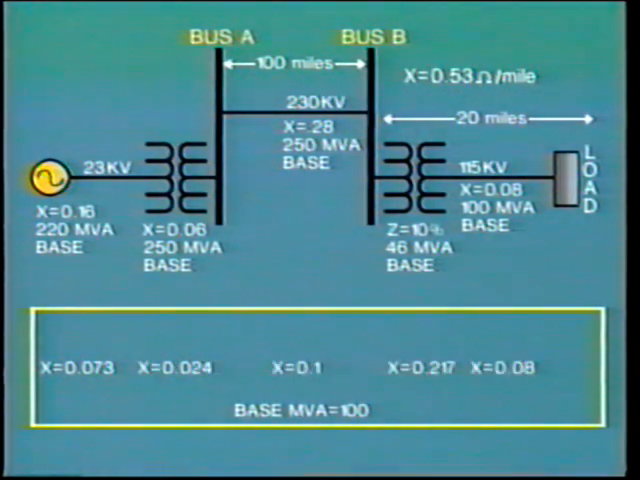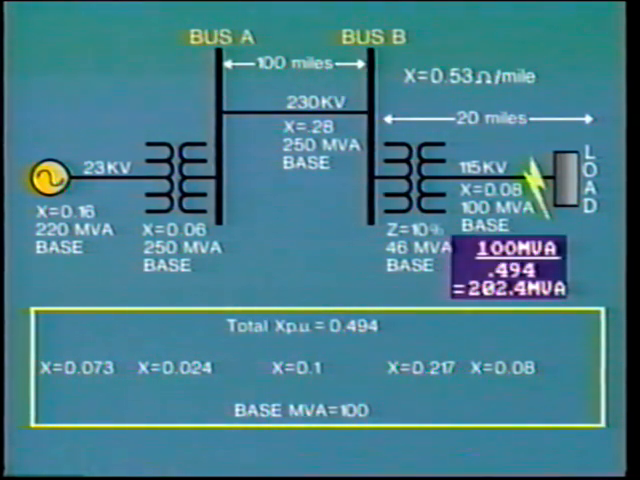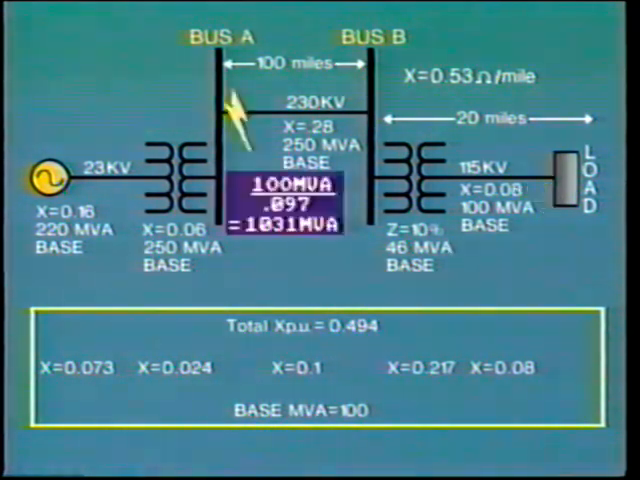Continuing on through this circuit, we come up with percentage impedance values for each component. Adding these gives us a total impedance of 49.4% or 0.494 per unit on a base of 100 MVA. This means that a fault close to the load would be fed by a fault capacity of 100 MVA divided by 0.494 equals 202.4 MVA. A fault close to bus A would be fed by a fault capacity of 100 MVA divided by 0.097 equals 1031 MVA.